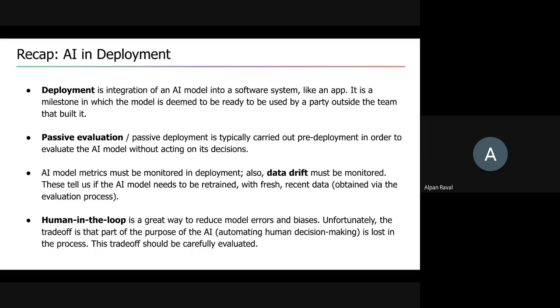Human in the loop is a great way to reduce model errors and biases. The trade-off is that part of the purpose of the AI, which is automating human decision making, is lost in the process. So you really have to balance this trade-off: how much human in the loop versus how much decision making should be given to the AI, and why. So these are questions that need to be considered when you think about human in the loop.